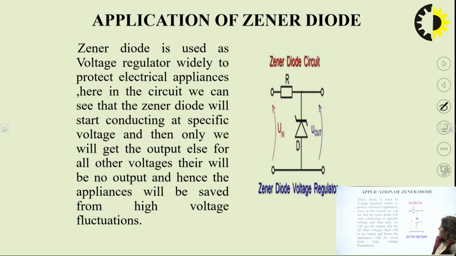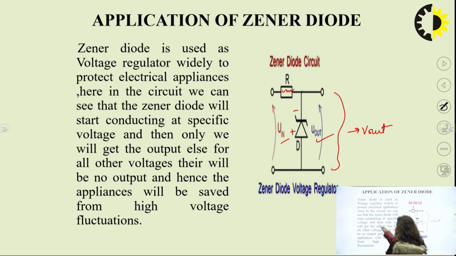So there are numerous applications of the Zener diode. As I have told you, the Zener diode as a voltage regulator. This circuit shows a Zener diode circuit as a voltage regulator. Here we have placed a Zener diode, with a positive terminal and a negative terminal, and a resistance R, and we apply a voltage source, V input, and from here we will take V out, the output voltage. The Zener diode is used as a voltage regulator widely to protect electrical appliances.